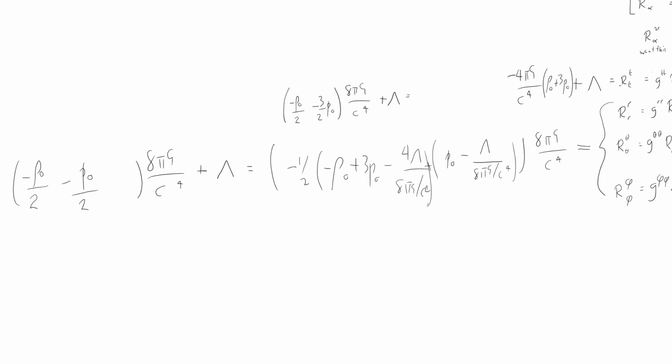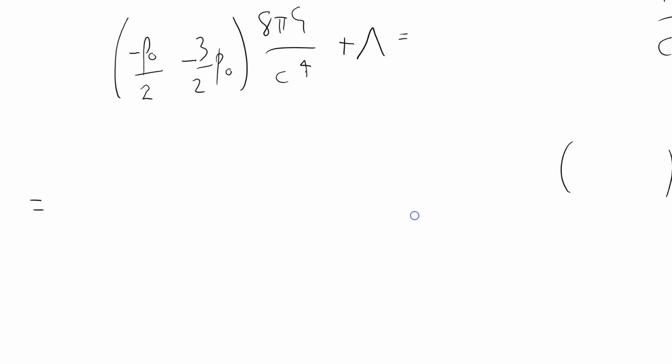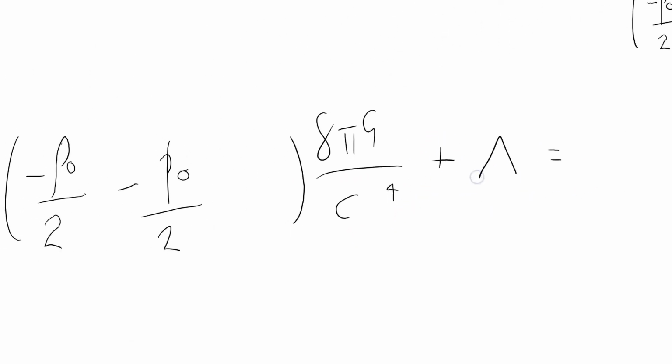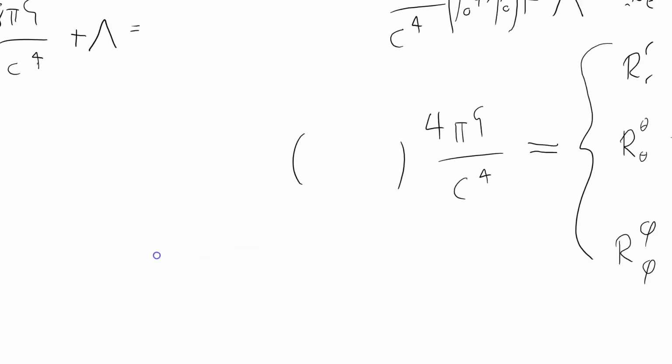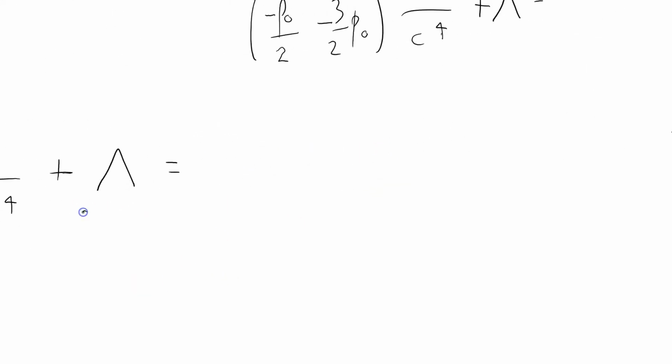So I can get rid of these things here and rewrite them in a more civilized way. So that's going to turn into a 4, and the term was minus p0 plus rho 0 over 2. And how many cosmological constants did I have? Just one.